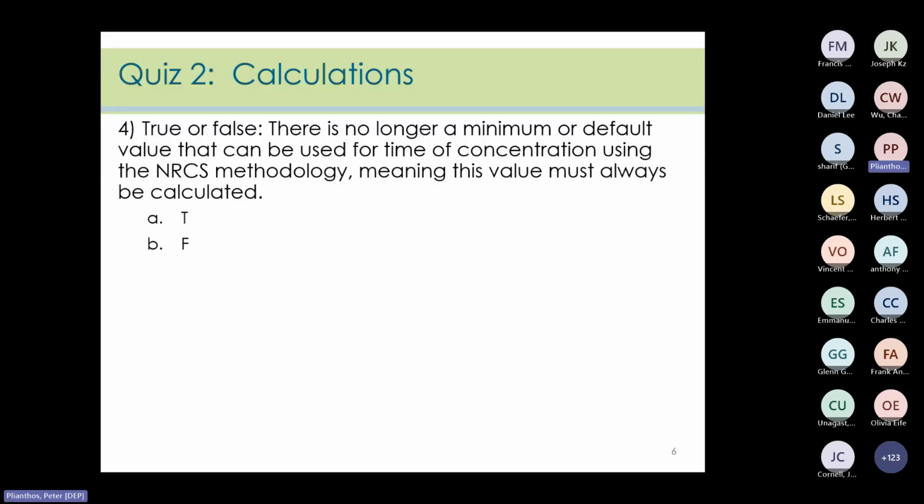We'll start at number 4, true or false. There's no longer a minimum or default value that can be used for time of concentration using the NRCS methodology, meaning this value must always be calculated. And that is true.